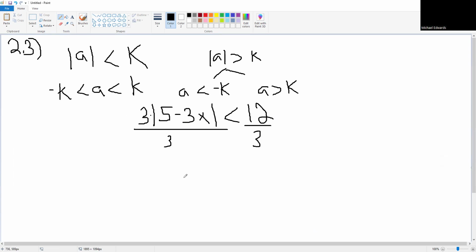There we go. Now this becomes, well, I'll write it right here. This becomes just absolute value of 5 minus 3x, absolute value less than, what's 3 into 12? I mean, I just told you the answer. It's 4. Okay, now we have the absolute value by itself.